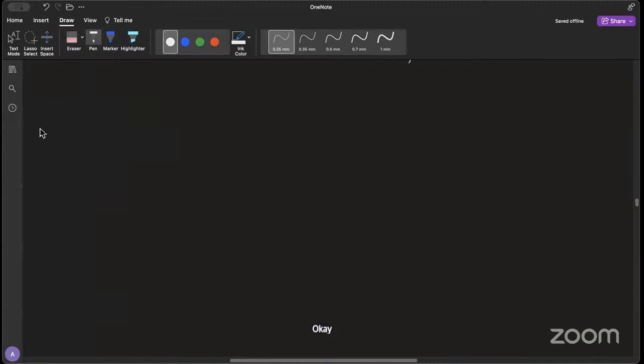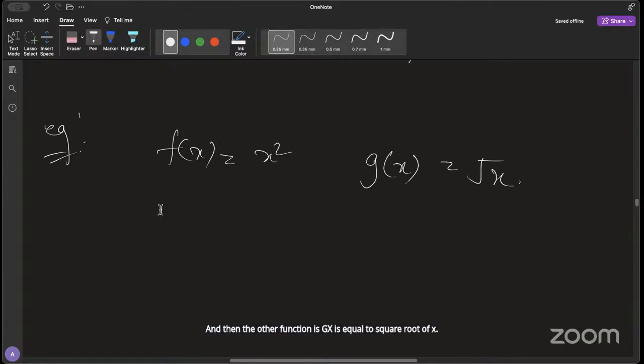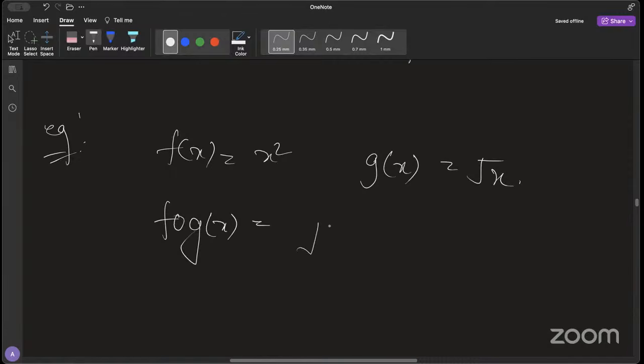Okay. Let's see one thing here. Let's say you have one function, f(x) equals x square, and the other function is g(x) equals square root of x. Then what is FOG of x? You will have square root of x, and then the square of this, and then this will be x.